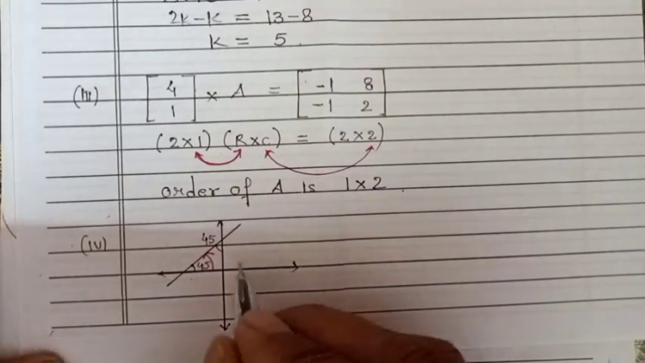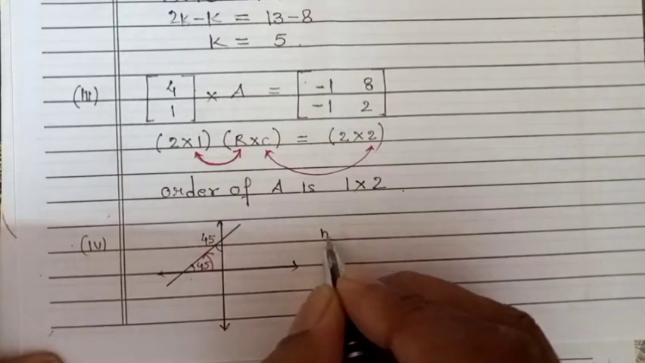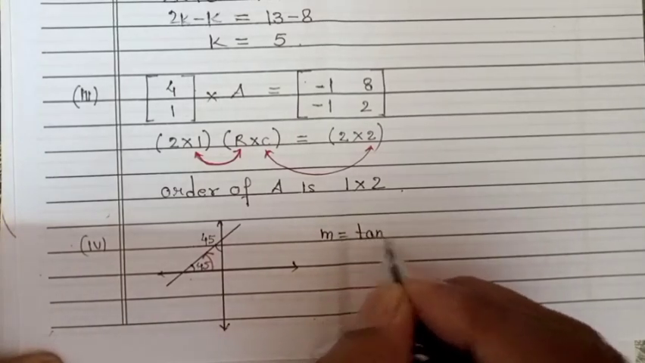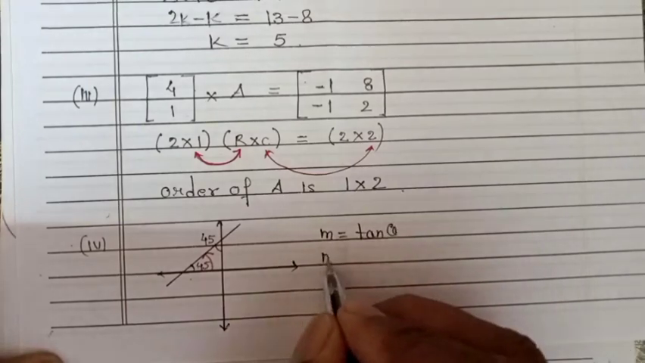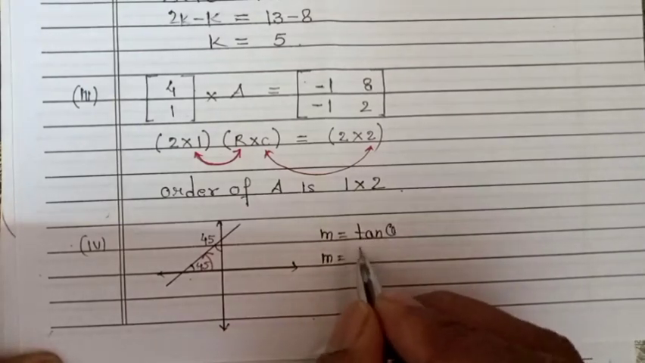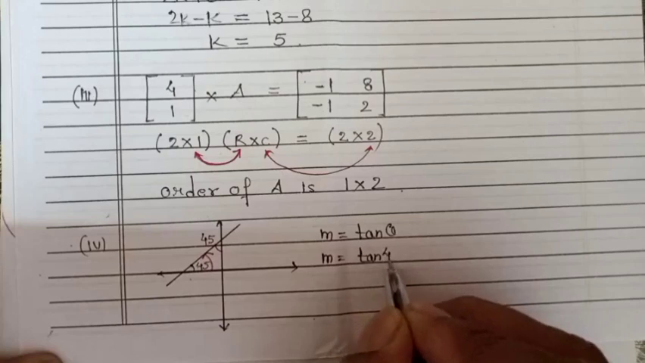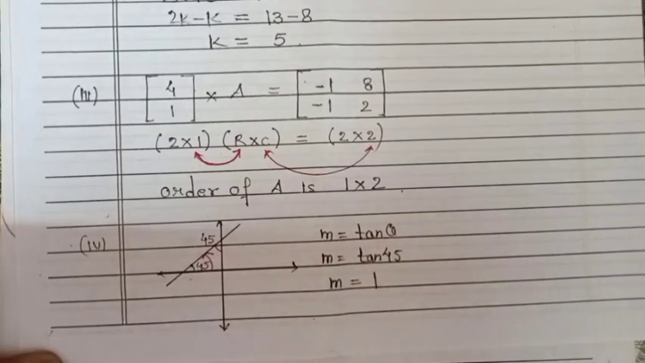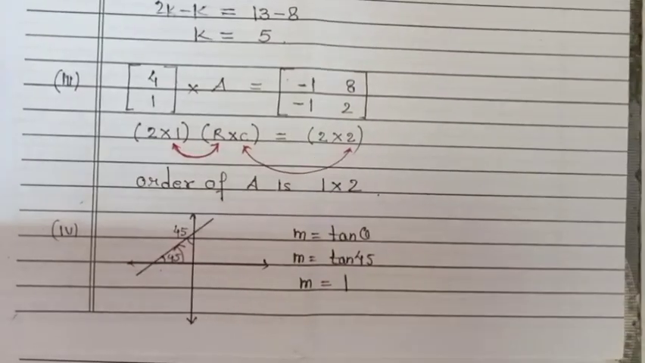So if you are asked to write the slope of this line, you can use the formula m is equal to tan theta. So m is equal to tan 45. So the slope is 1. So you have got the slope as 1.